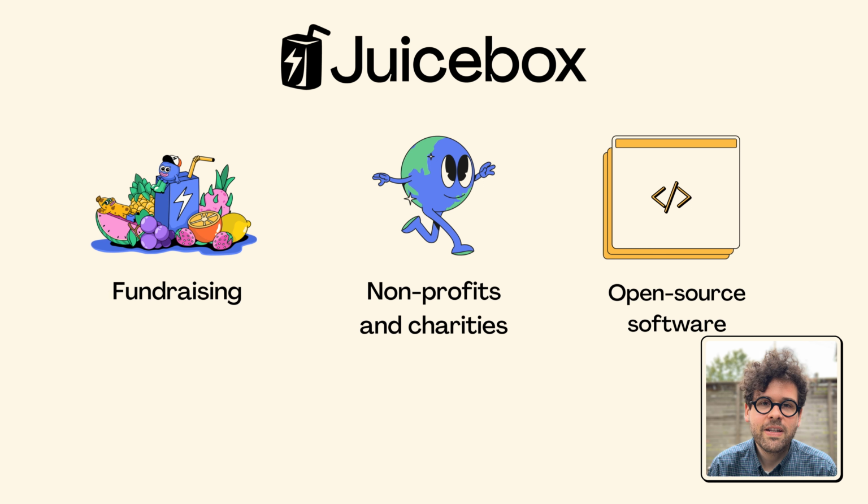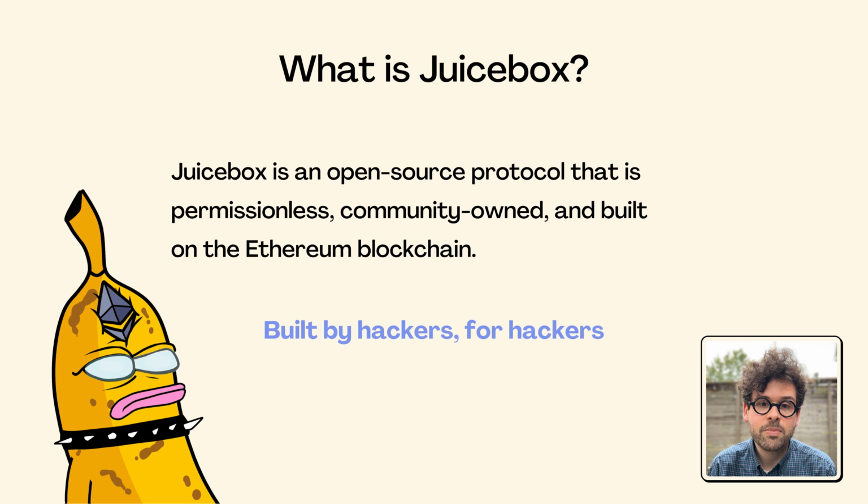Welcome to the third video in this series of Juicebox use cases. So today we're going to focus on how you can use Juicebox to fund your open source software project. Juicebox is an open source protocol that is permissionless, community-owned, and built on the Ethereum blockchain. So Juicebox is built by hackers for hackers, making it a great launchpad for developers to take their projects to the next level. So let's dive into some examples of projects using Juicebox to fund open source software.